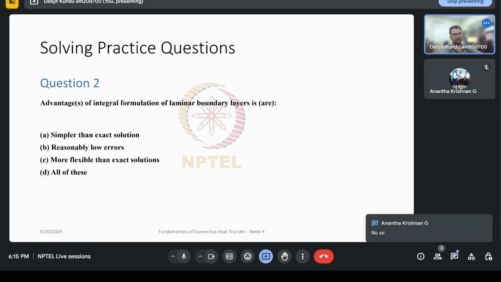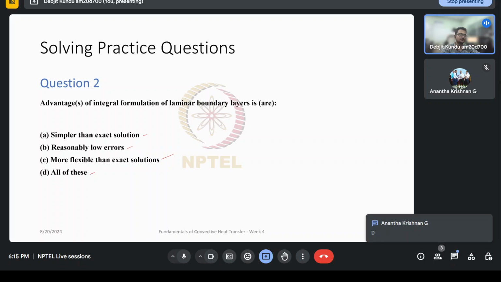We'll move on to question number 2, which is asking us that advantages of integral formulation of laminar boundary layers is or are then. Four statements are given. Statement A is simpler than exact solution. Statement B is reasonably low errors. And statement C is more flexible than exact solutions. Or is it option D, all of these?